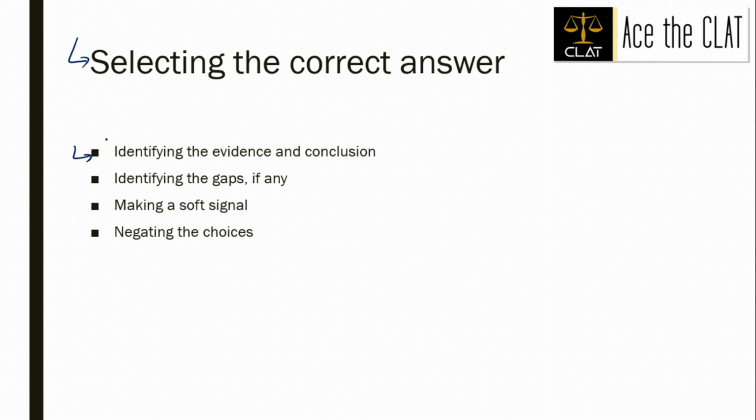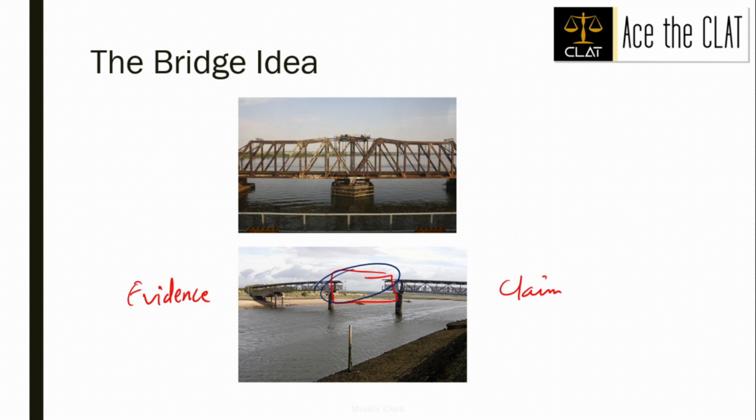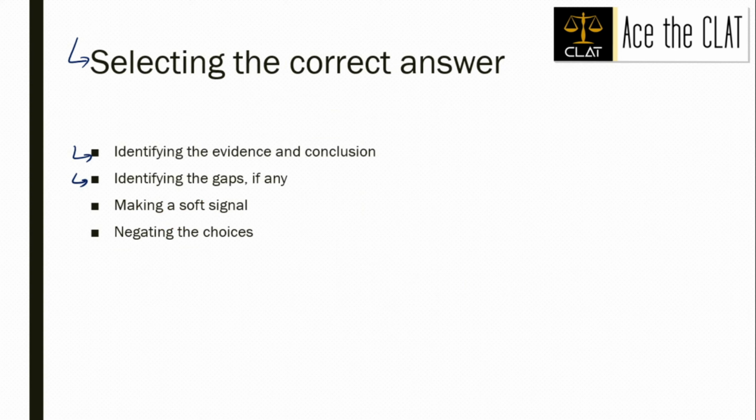After that, the second part is to identify the gaps, if any. Okay, I'm talking about these gaps. If you find that something is missing, is there a missing link in the argument? Did the author miss some important links between the evidence and the claim? Is the argument complete? All these questions will help you to identify the gaps between the evidence and conclusion.